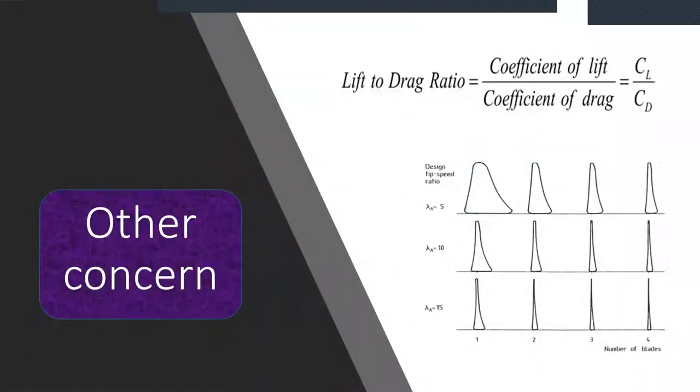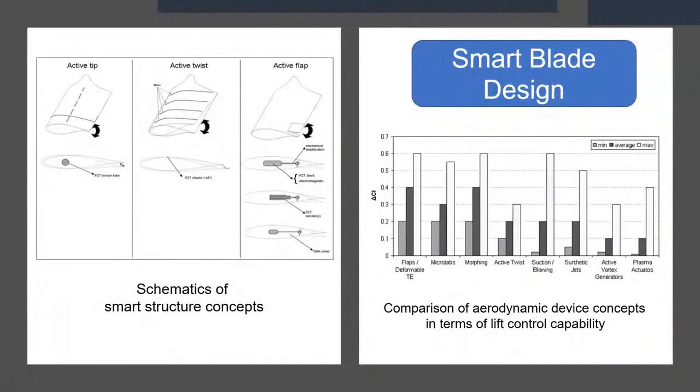But there are other concerns too. Depending on the number of blades, the shape might change, and that shape will depend on the lift to drag ratio, which is shown in this slide. There are smart blade designs too, and it uses the concept from the aircraft wing, and we can see that there is active taper, then active twist and active flap, and the graph on the right shows how it peaks the efficiency by using all these in the wind turbine blade.